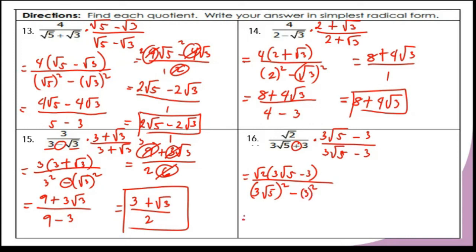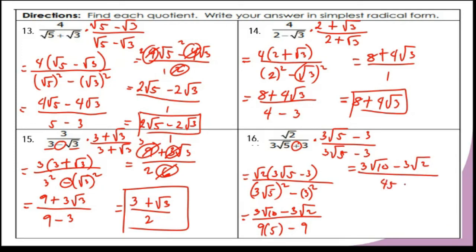Okay, so now we will move on and simplify. 3 square root of 2 times square root of 5 is 3 square root of 10. So 3 square root of 10 minus 3 square root of 2 all over, 3 square root of 5 squared is simply the square of 3, which is 9, and then the square root of 5 squared is 5, minus 3 squared, which is 9. Moving further, that is 3 square root of 10 minus 3 square root of 2 all over 9 times 5 is 45 minus 9. We will be having 36. So the answer will be 3 square root of 10 minus 3 square root of 2 all over 36.